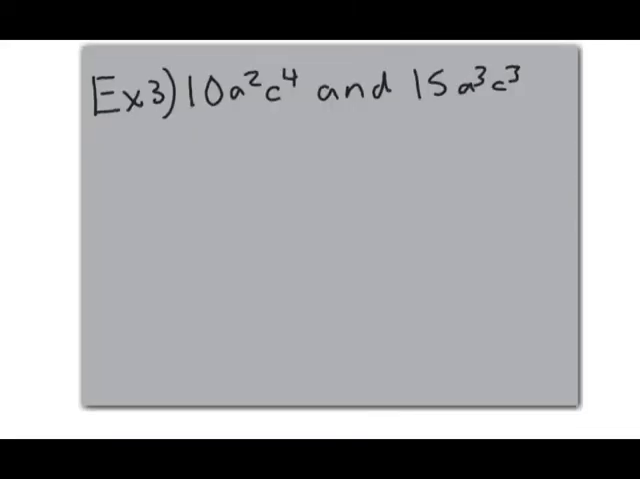Example 3. 10a squared c to the 4th and 15a cubed c cubed. We follow the same exact rules that we did before, even with variables. Let's go ahead and do the factor tree first. The 10. 5 times 2.